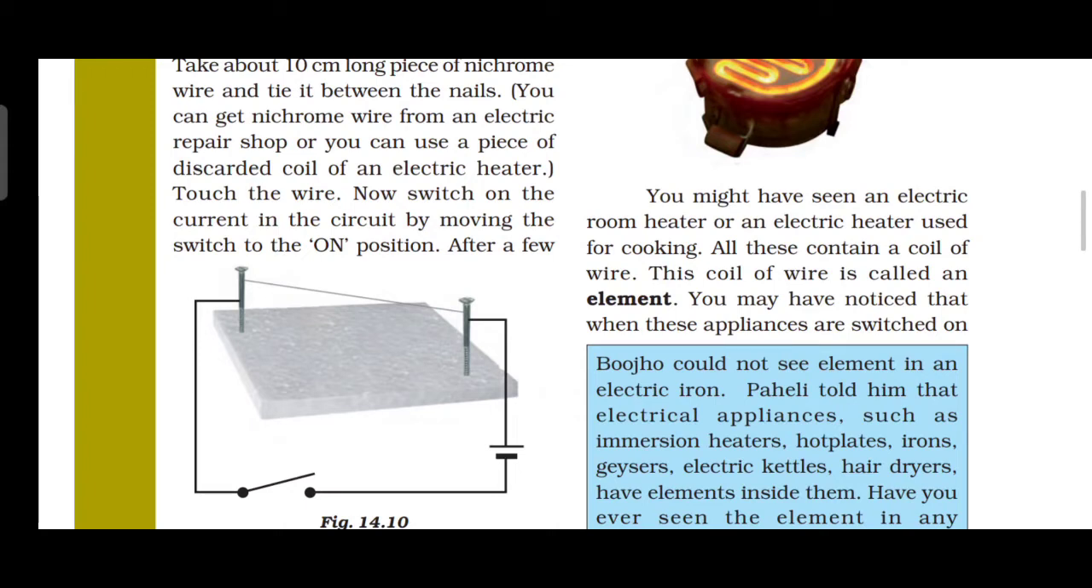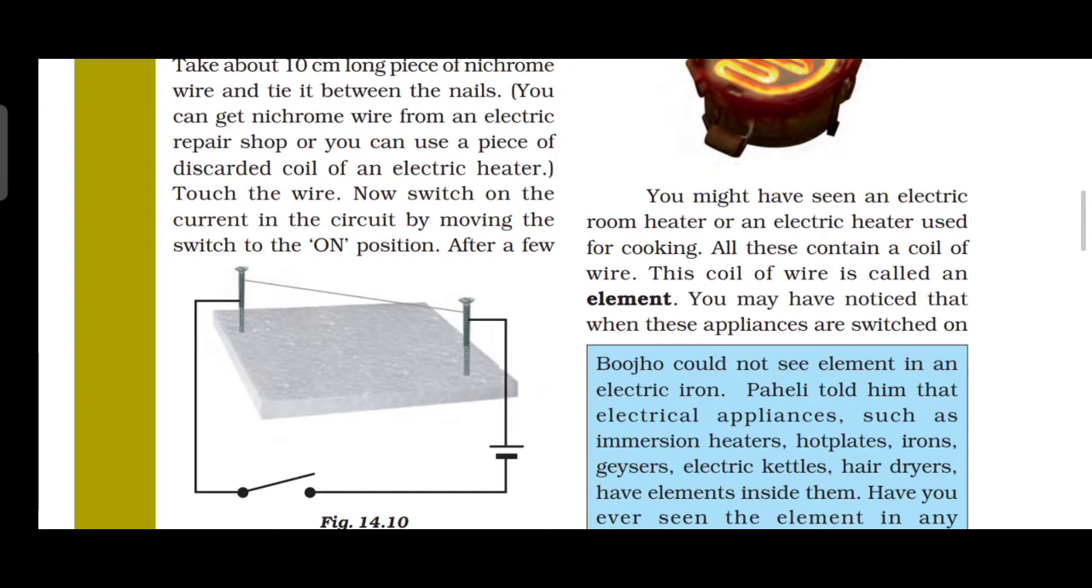For example, if you switch on a bulb and after a few seconds you touch the bulb, what happened? Switch off the bulb and touch the bulb, what happened? The bulb is very hot. Likewise, the wire also becomes very hot. So what is it called? Heating effect of an electric current.